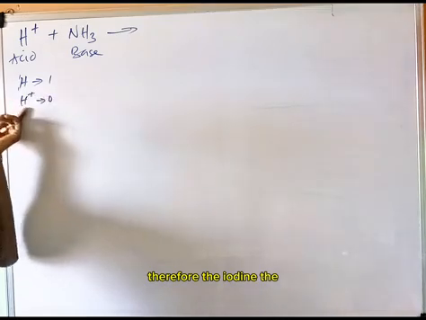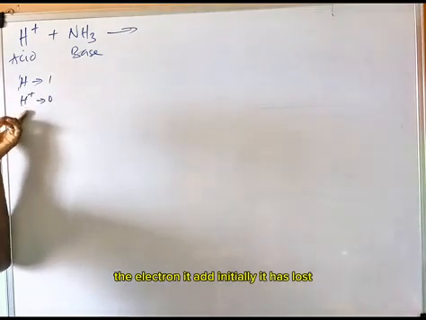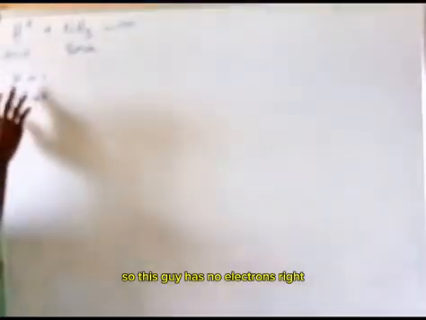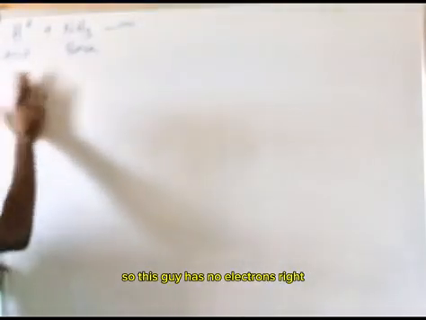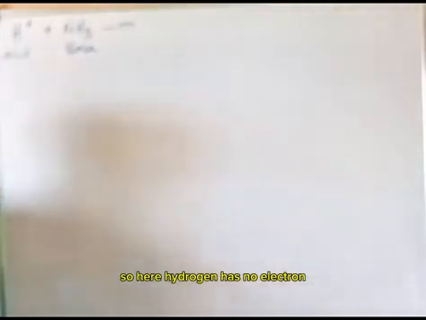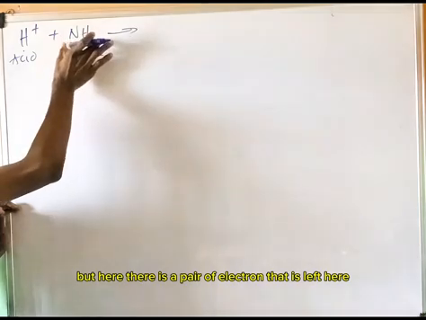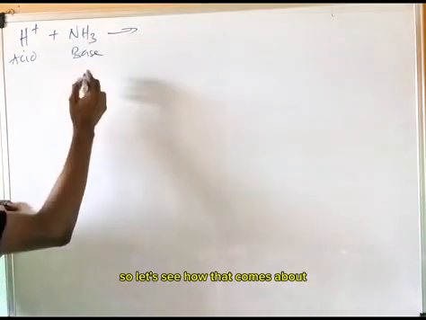Therefore, the electron the hydrogen had initially, it has lost. So it's now having 0 electrons. So this guy has no electron, right? So here, hydrogen has no electron, but here, there is a pair of electrons that is left. So let's see how that comes about.